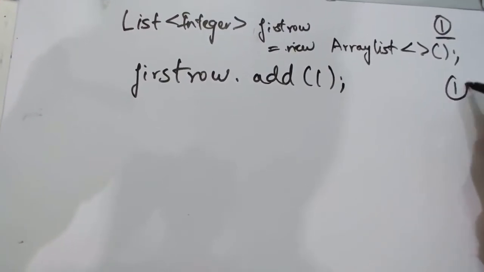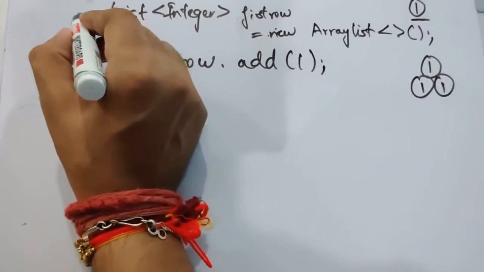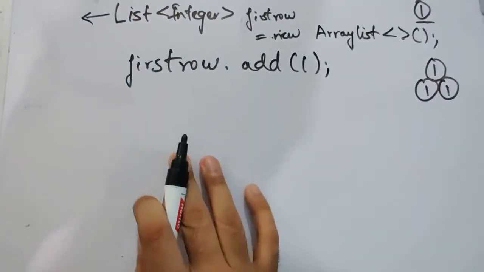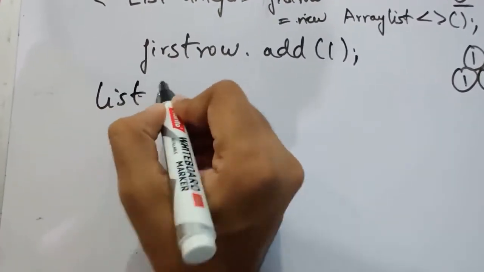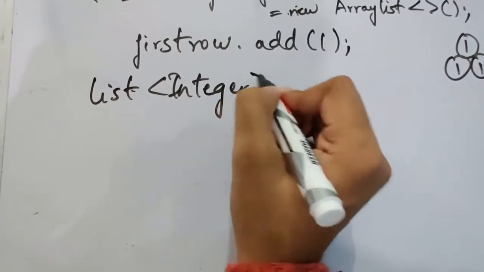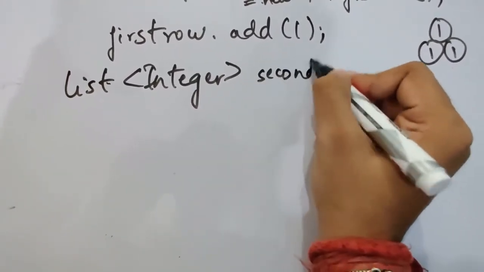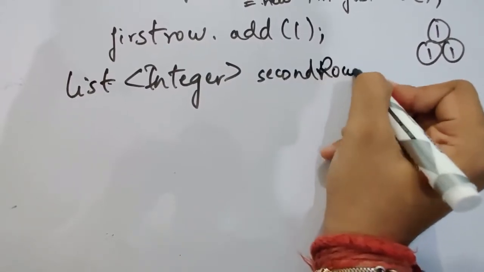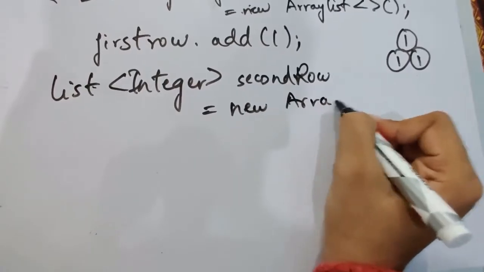Now in the second row you are going to have 2 values and both of them should be 1. So again you need to create an object which will be like this: list of integer second row equals to new ArrayList.